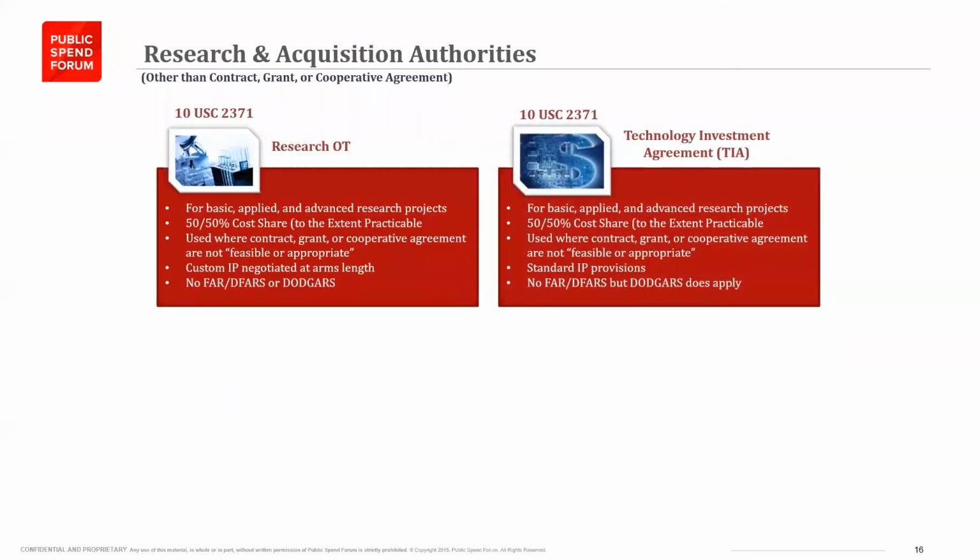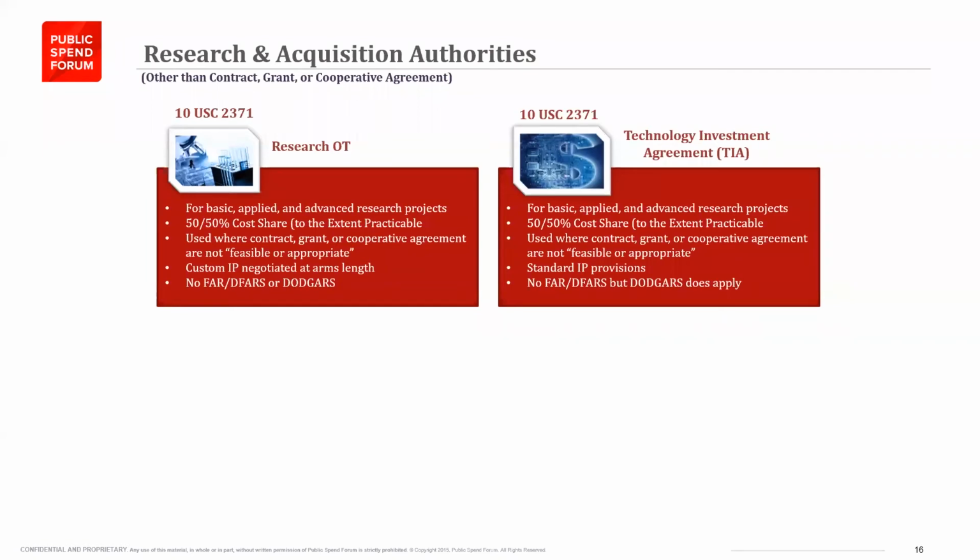So the first authority I really want to walk through is 10 U.S.C. 2371, which is the Research Other Transaction Authority for DoD. Now you'll notice that I've got it twice on here. I've got Technology Investment Agreement with the exact same statute above it, and there's a reason for that. So when it comes to research OTs, you go to the statute and that's really all you have. There's no regulation. There is a DoD guide that speaks to research. However, it is more heavily on the prototype side.